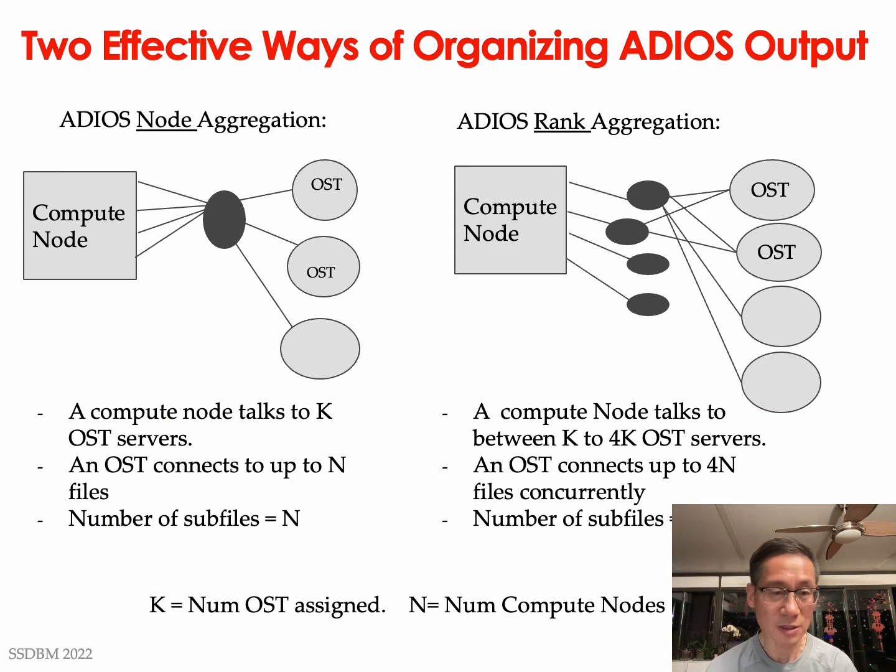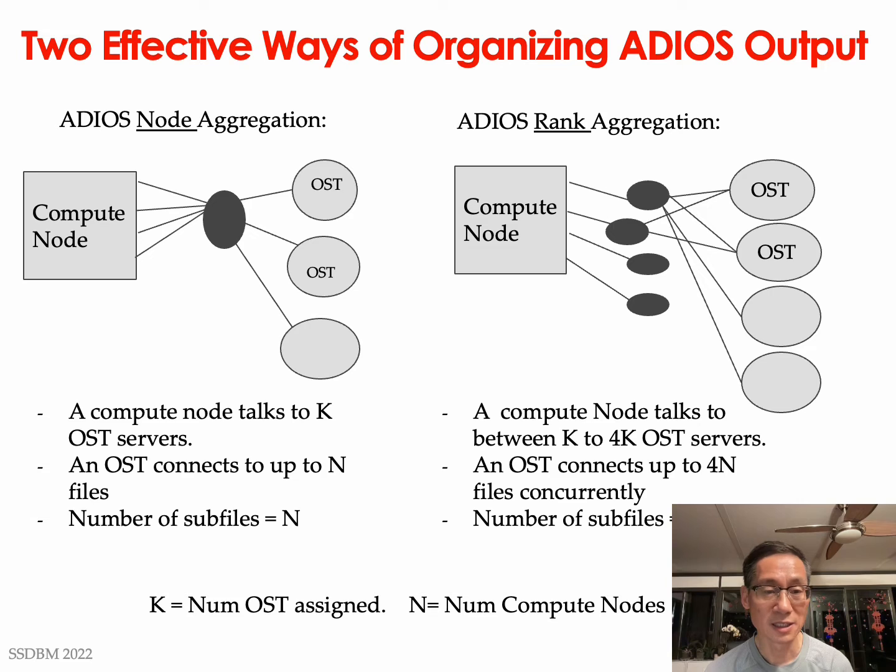I mentioned we don't need too many options for using ADIOS. However, we are exploring only two of them. They are related to how many subfiles we generate when we run our I/O program. One option is called node aggregation. The other option is called rank aggregation.